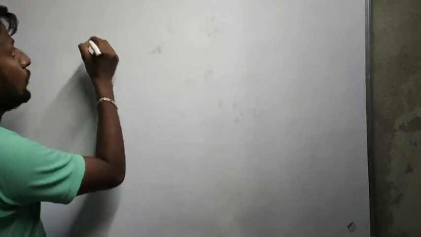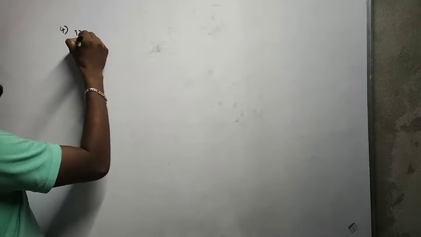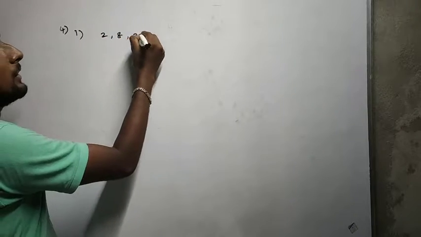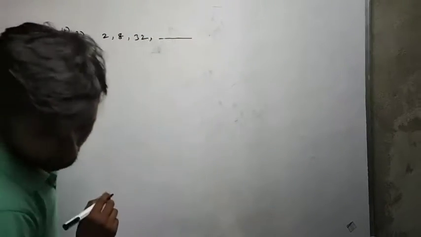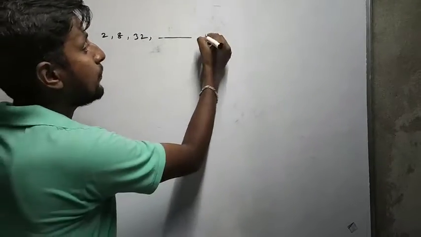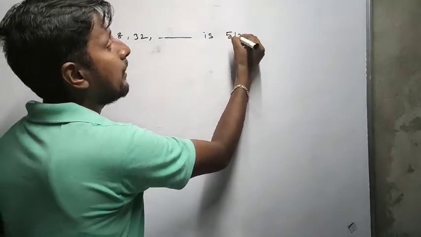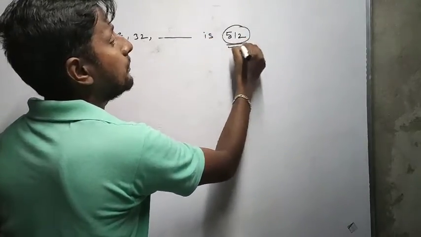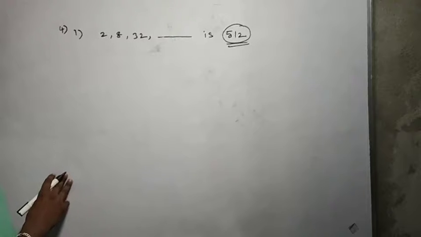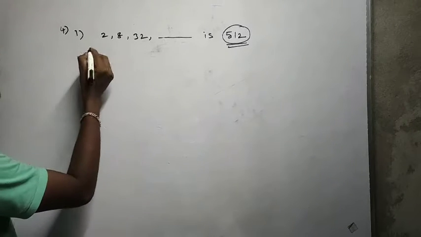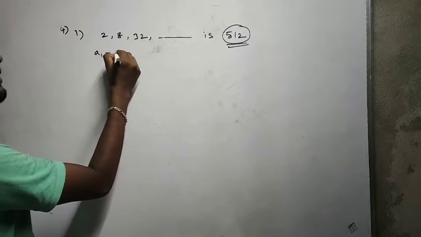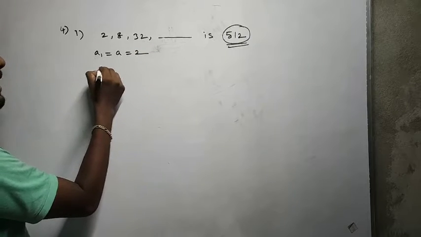The fourth bit, first problem: 2, 8, 32, and so on, is 512. That means, which term is 512 is our question. Okay, so simply from here I can write a1 equals a, that is equal to 2.